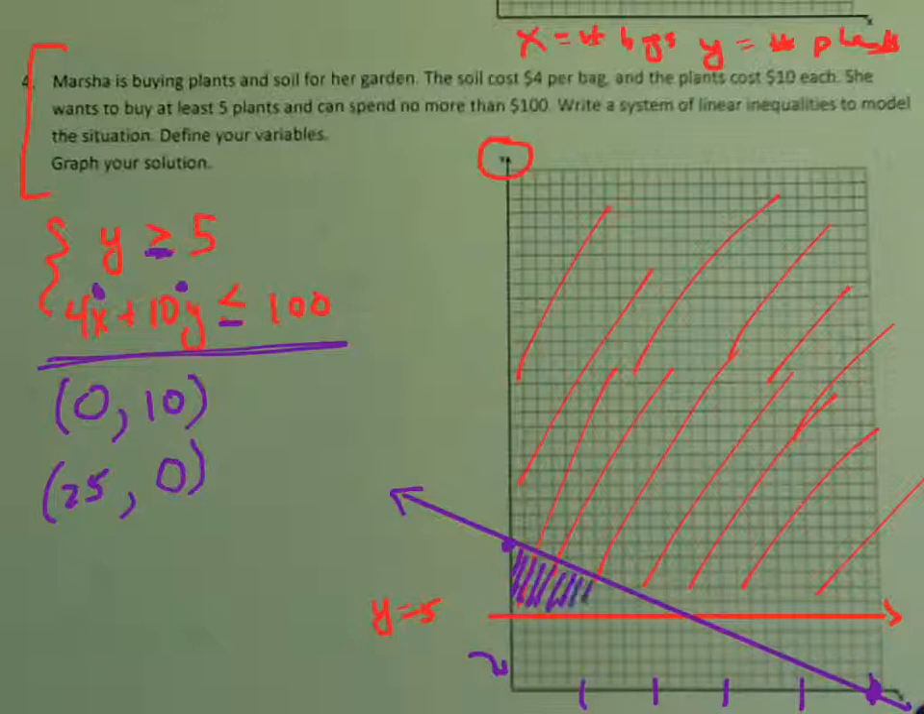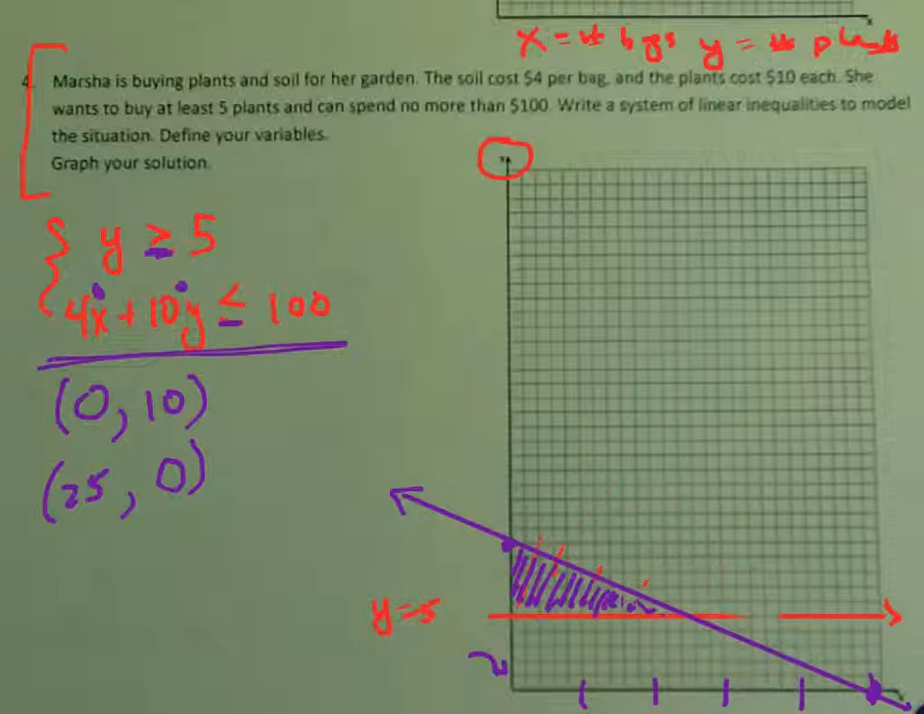So where's my graph? Where's my solution? It's all of these points right in here. Those are all of my solutions, or sometimes the books call that the feasible region. So that's my feasible region, and I'm going to erase the rest of these right there, and there's my answer.